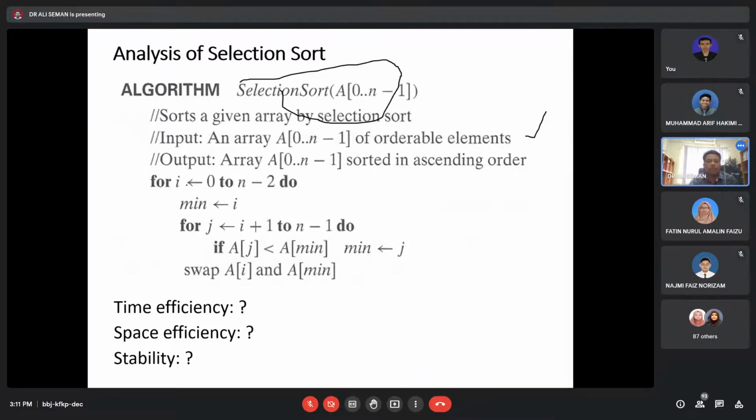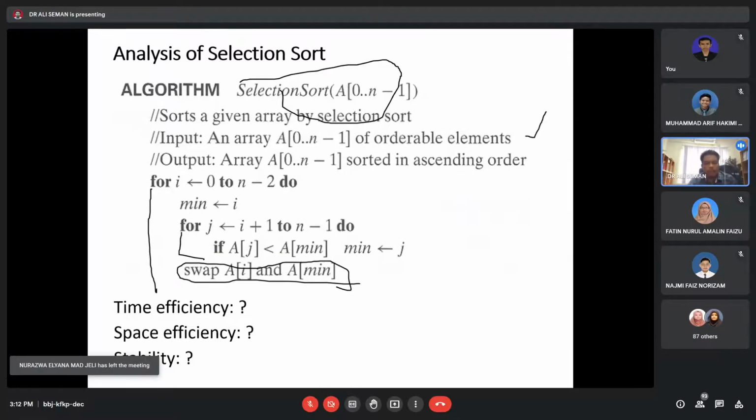So we have this loop, i equal to 0 to n minus 2, and another loop, j equal to i plus 1 to n minus 2, do. So we compare this j and a min here and update j, and finally we swap. This is the block here, right? When this finishes, finally we swap, outside the second loop. This is basically how selection sort works.